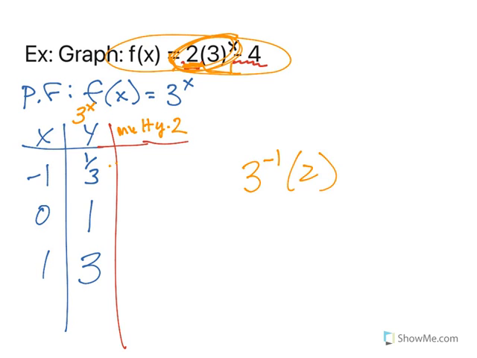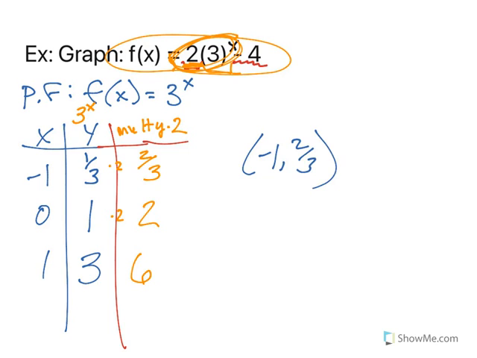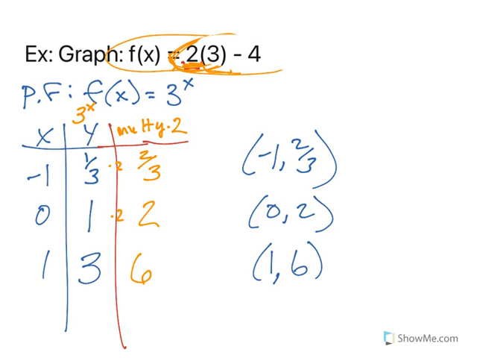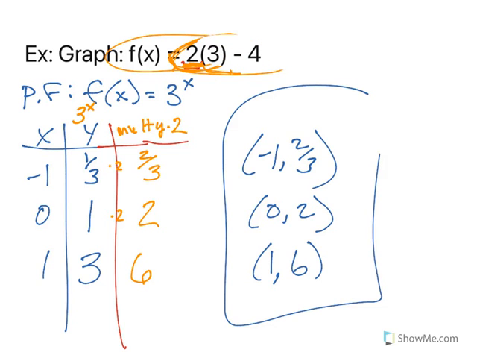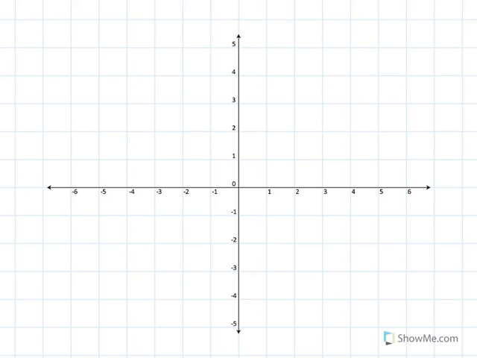So 1/3 times 2 is 2/3. 1 times 2 is 2, and 3 times 2 is 6. So I now have 3 ordered pairs: -1, 2/3; 0, 2; and 1, 6. This is what I want to start with. I know I still have a -4. I haven't forgotten it. But I want to start by graphing these 3 points.